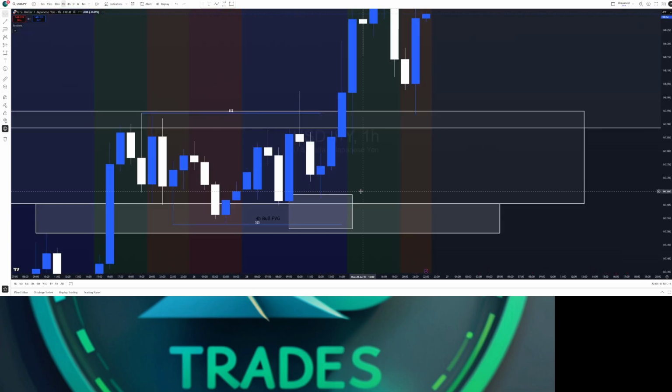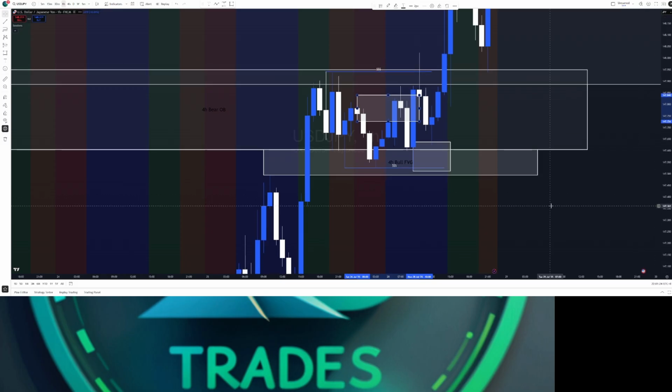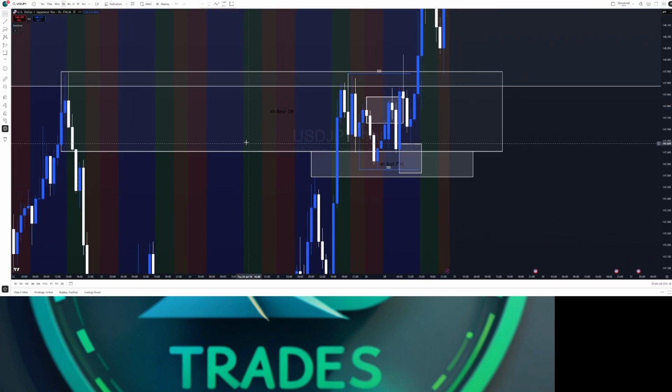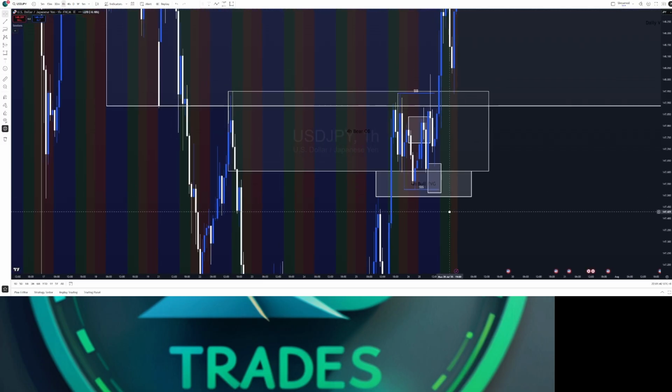So going to the lower time frame, you see here the 1 hour bearish order block. Here you can see that price headed up towards the 4 hour bearish order block with huge bullish intensity. So our bias is bullish, and we'll be looking for bullish alignments, bullish confirmations, so we can enter for buys.